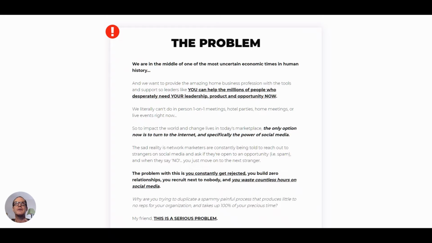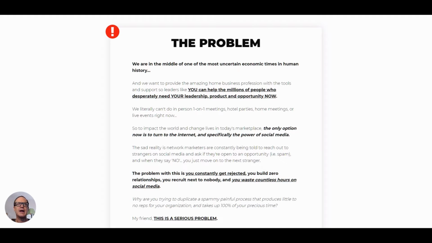We are in the middle of one of the most uncertain economic times in human history. And we want to provide the amazing home business profession with the tools and support so leaders like you can help the millions of people who desperately need your leadership, product, and opportunity now. We literally can't do in-person one-on-one meetings, hotel parties, home meetings, or live events right now. So to impact the world and change lives in today's marketplace, the only option now is to turn to the internet, and specifically the power of social media.